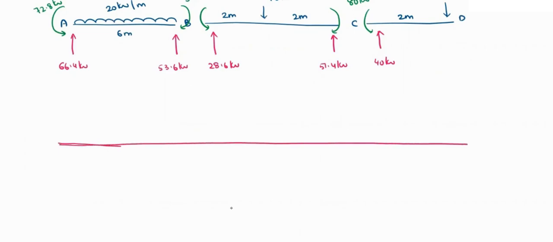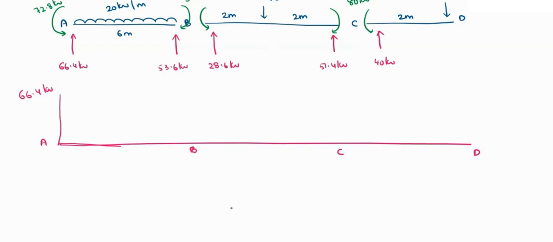So just draw a straight line, which is A, B, C and D. Here you can see it is something like a simply supported beam which is carrying a UDL. So now RA will be equal to 66.4 kilonewton. Again, I told you here it is in the clockwise direction.